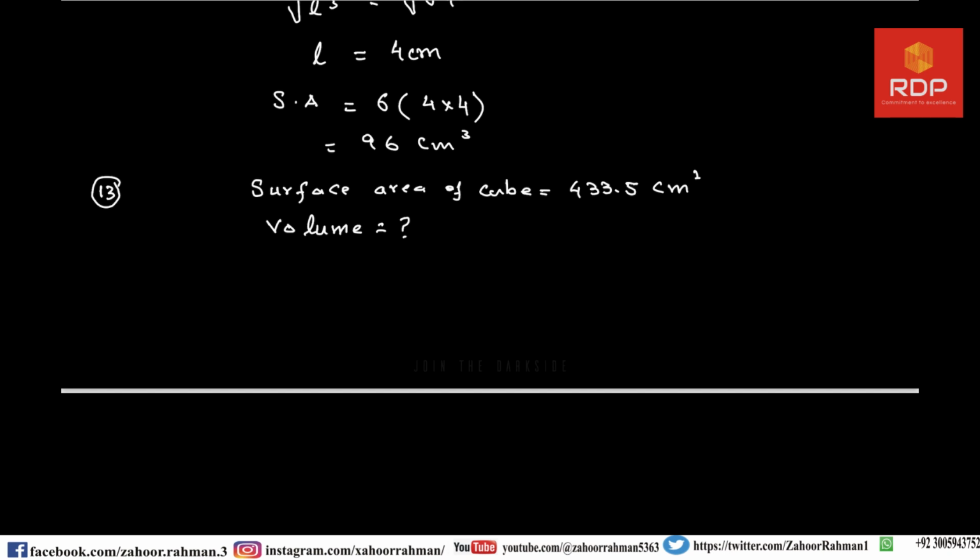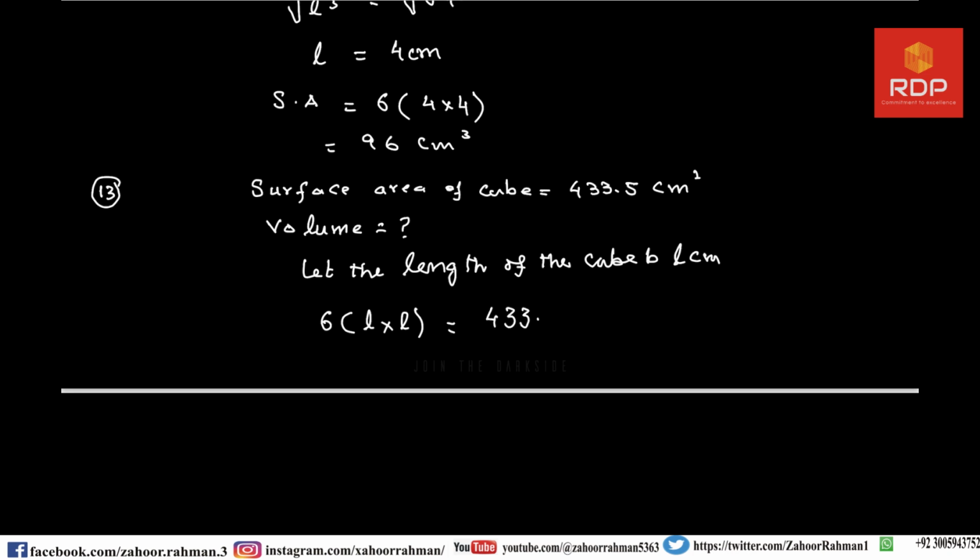First of all, I am writing that there are 6 different sides of the cube, so let the length of the cube be L centimeter. So we can write 6L cross L, and that is given to be 433.5 centimeter square.